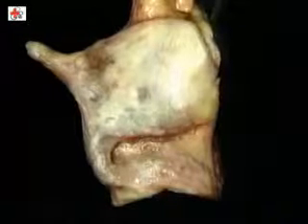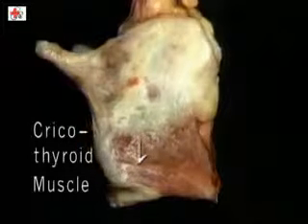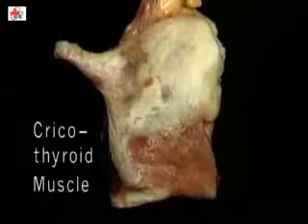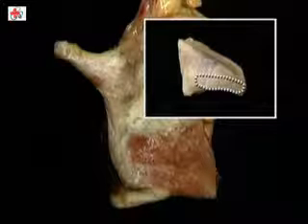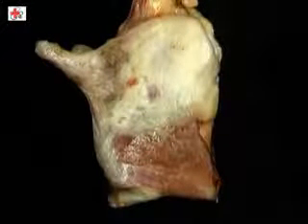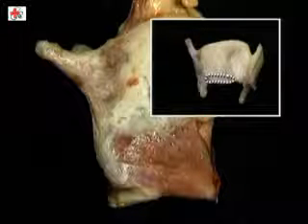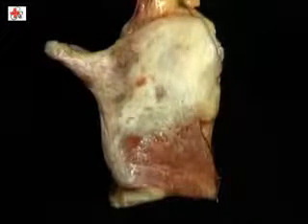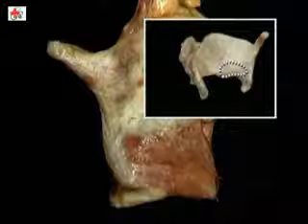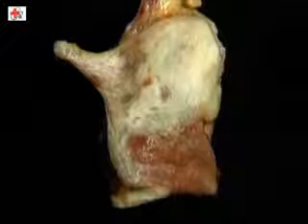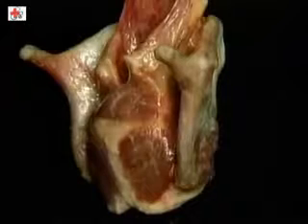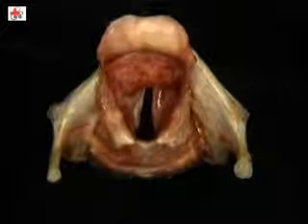Here are the thyroid and cricoid cartilages with all the muscles removed. We'll add the cricothyroid muscle to the picture. Here it is. The cricothyroid muscle arises from here on the cricoid cartilage. It inserts on the thyroid cartilage, partly here on the lower border, and partly here on the inner aspect of the lamina. The cricothyroid muscle pulls the arch of the cricoid cartilage upwards. In doing so, it pulls the arytenoid cartilages backwards, making the vocal folds longer and tighter.